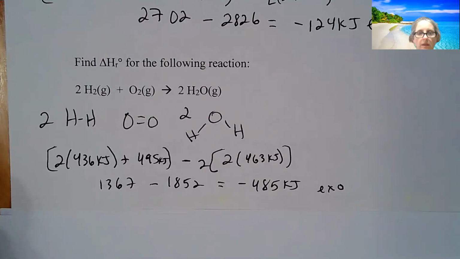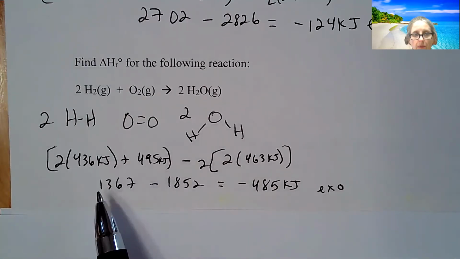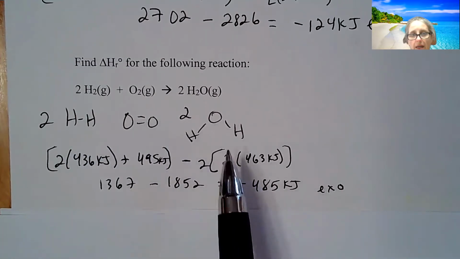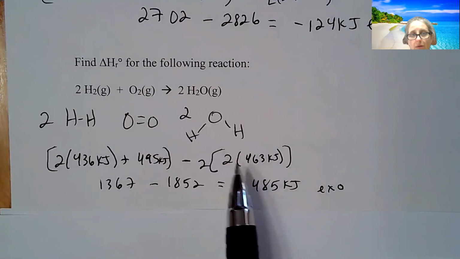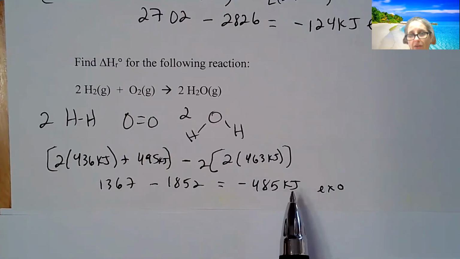So here I read off the chart. I got 1367 from the reactant. Subtracting, again, I have an OH bond. There are 2 of them, plus I have 2 water molecules, so that's why there's another 2 there. So I end up with a negative 485 kilojoules, and that is an exothermic process.